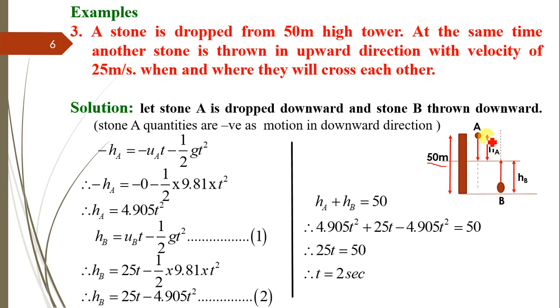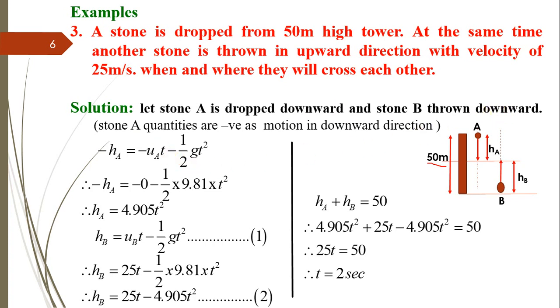So in time t, stone A will travel a distance HA and stone B will travel a distance HB, and both will cross at this point. From here, HA plus HB equals 50 meters. To solve this, consider the motion of stone A and stone B. Stone A's motion is in the downward direction and stone B's motion is in the upward direction.